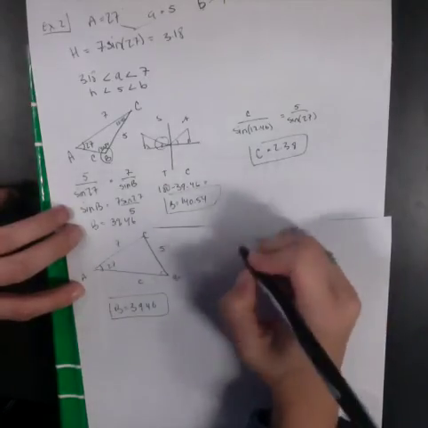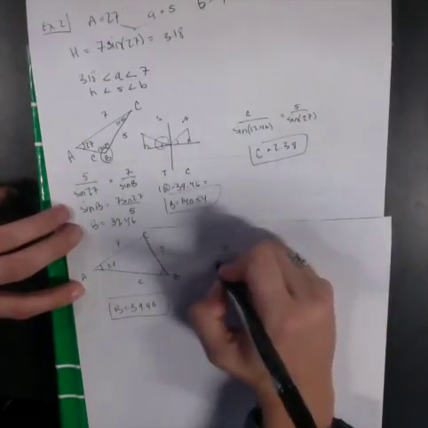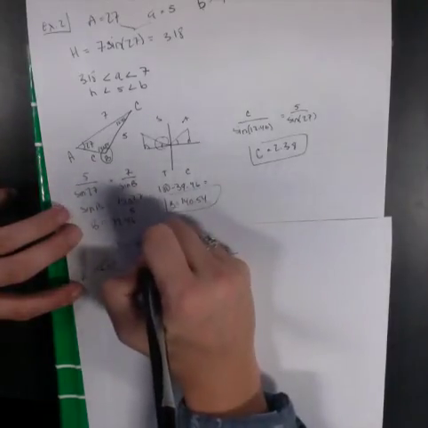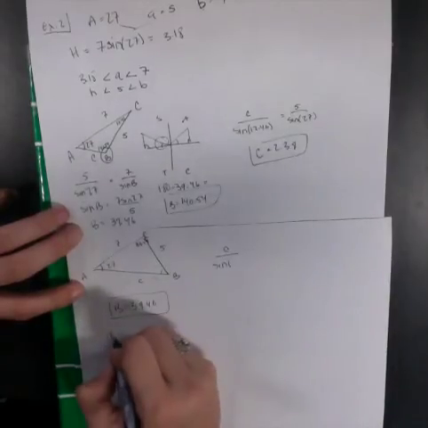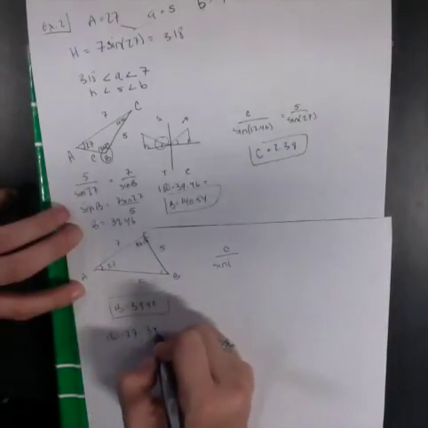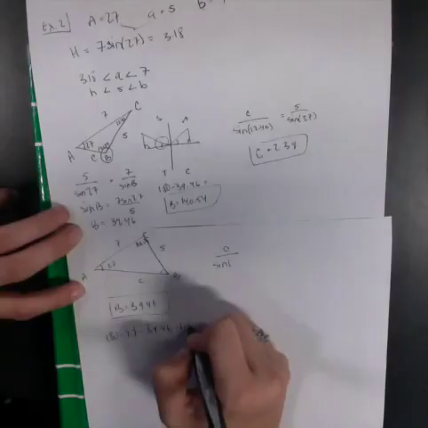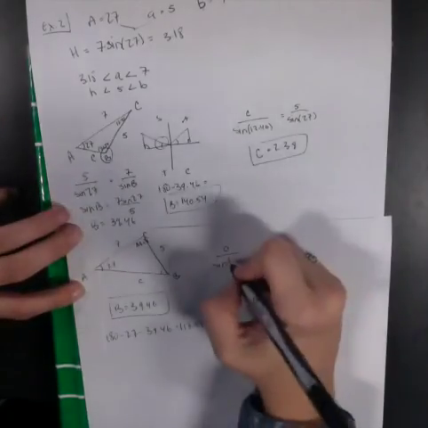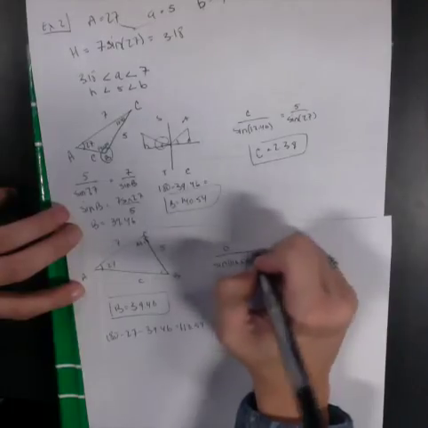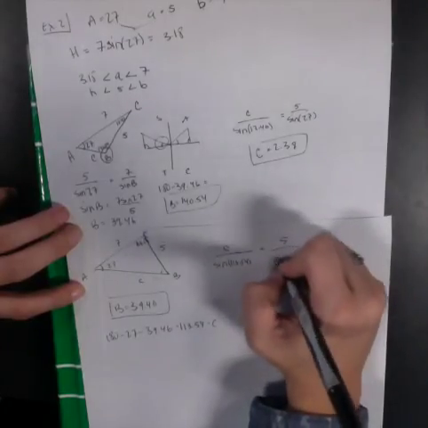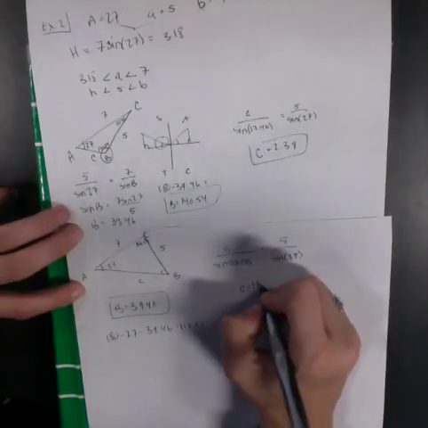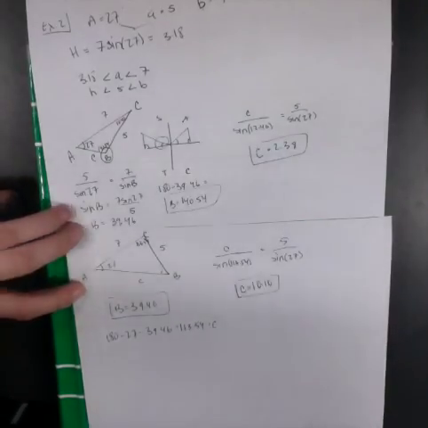Then I solve for C in the same way, which gives me 113.54. If you don't see how I got that, I did 180 minus 27 minus 39.46. That gave me the 113.54, which is angle C. Then c over the sine of 113.54 equals 5 over the sine of 27. And I get that the side c is 10.10.